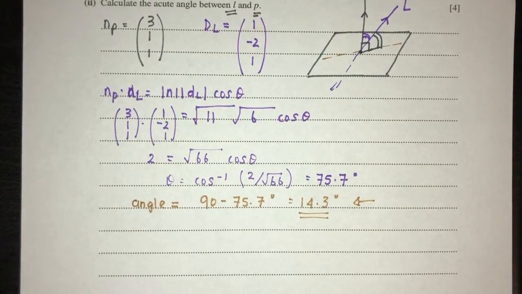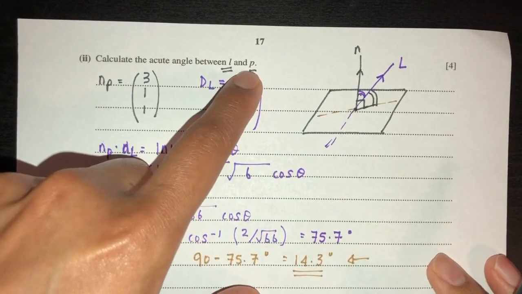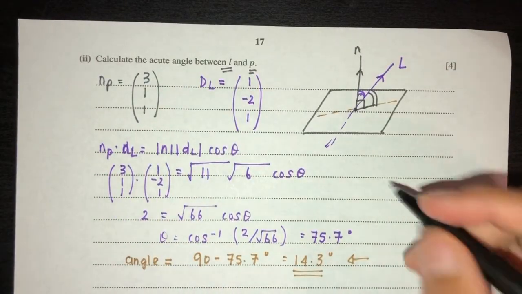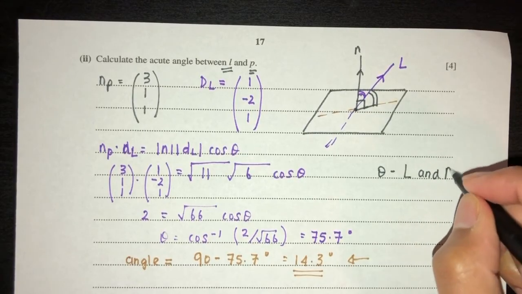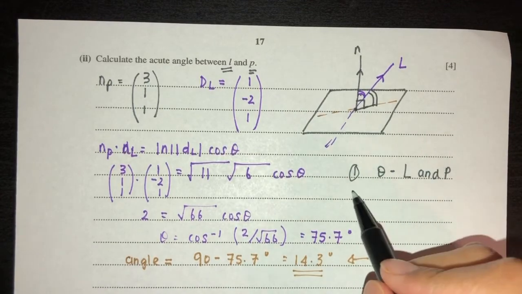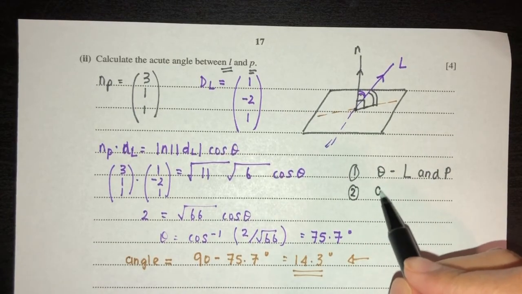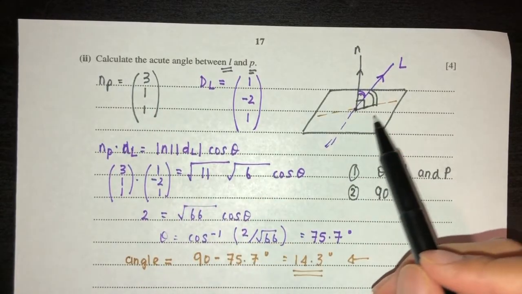Now let's say in an exam you forget what to do. So the thing you have to do is, whenever you see a line and a plane, you first just find the angle between the line and the normal. That's the first step. Once you find this angle, the second step is to take 90 minus the angle to find the angle between the plane and the line.